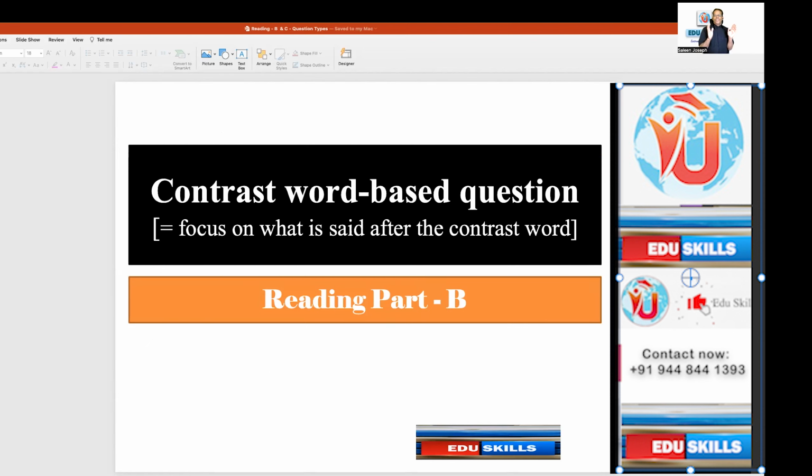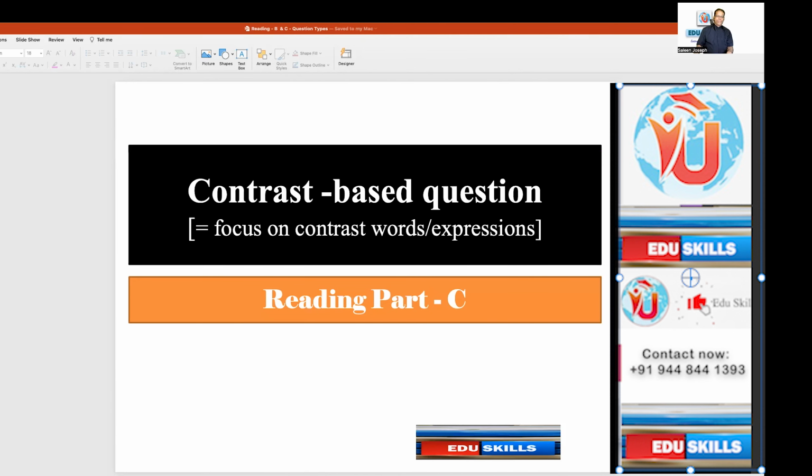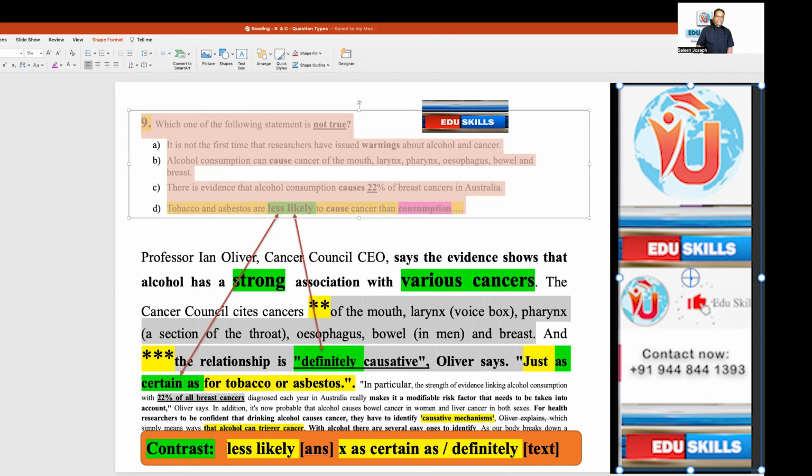Now, from reading part C, contrast-based questions, just see from reading part C. We listen again. Now, look for the contrast words. Okay? 9. Which one of the following statements is not true?